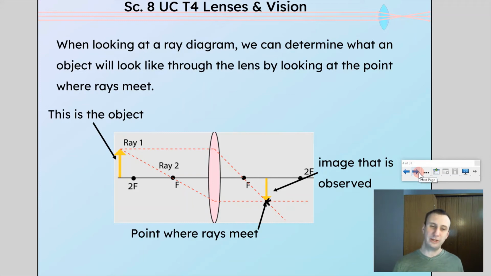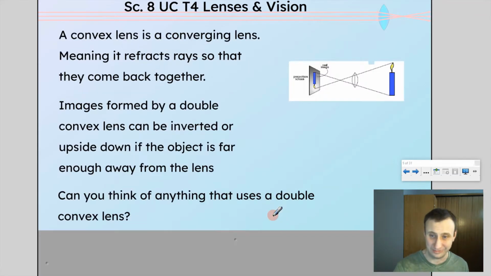But it's important for you to know that where the rays meet up in these ray type diagrams shows you what the image is going to be through that lens. All right, so let's talk more specifically about these two types of lenses, the double convex and the double concave. The reason we're getting into these is because we're going to talk about how they fix different problems with vision, which is really interesting and applies to our lives.